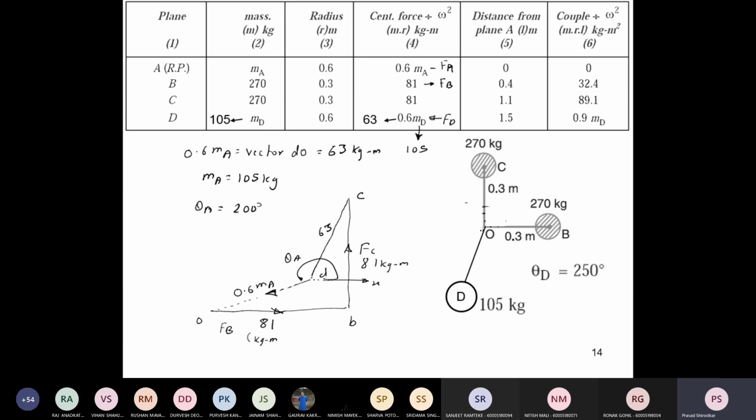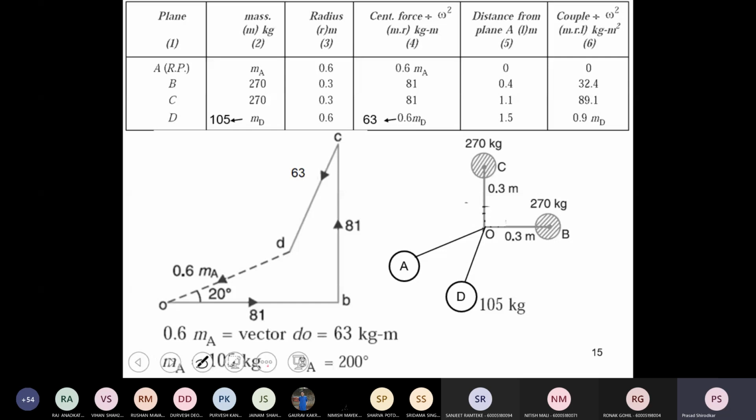Right. So construct another mass. This will be A, and the angle will be 200 degrees. All right, so that completes the solution. So you got mass A, MA, you got MD, and theta A and theta D. All right, so that is the complete solution.